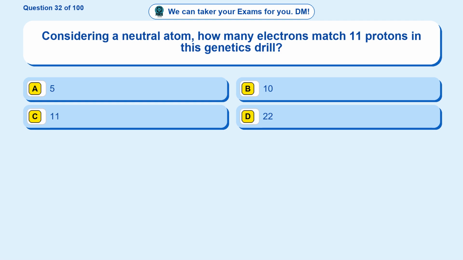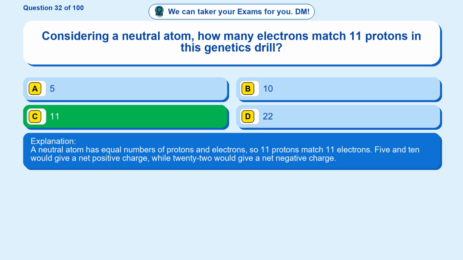Question 32. Considering a neutral atom, how many electrons match 11 protons in this genetics drill? Option A, 5. Option B, 10. Option C, 11. Option D, 22. The correct answer is option C, 11. A neutral atom has equal numbers of protons and electrons, so 11 protons match 11 electrons. 5 and 10 would give a net positive charge, while 22 would give a net negative charge.